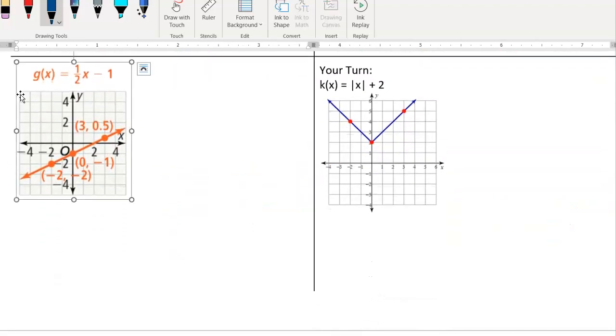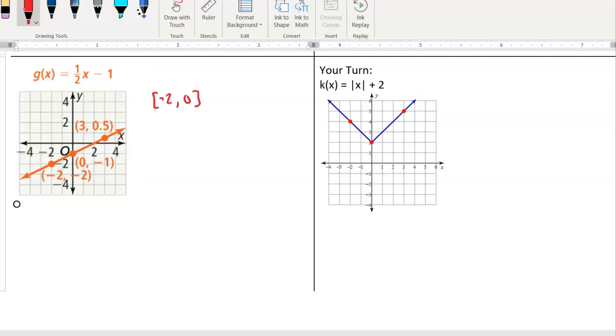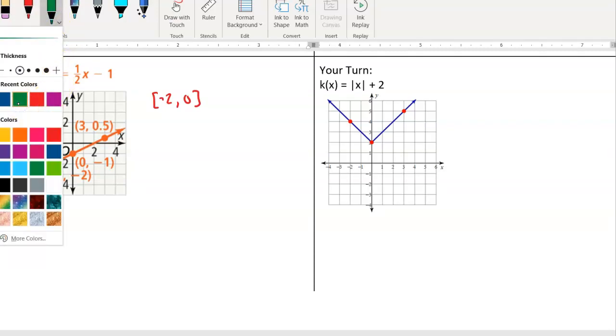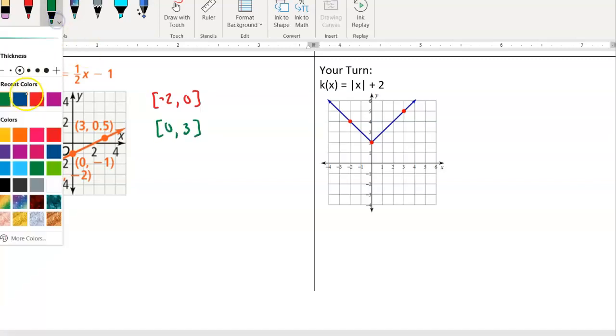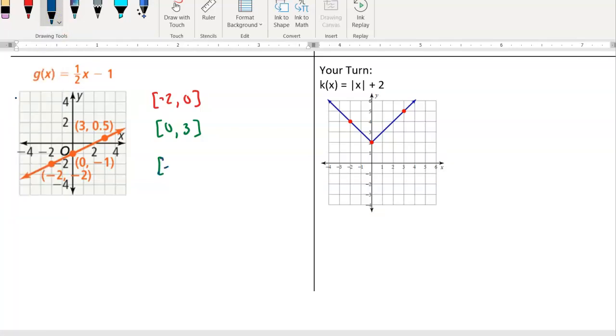All right, let's do one more together, and then I'll have you do the one that says your turn on it. Okay, so with this one, again, we're still sticking with those same intervals. So the first interval is from -2 to 0. And then we're going to have 0 to 3. And our final interval is going to be from -2 to 3.